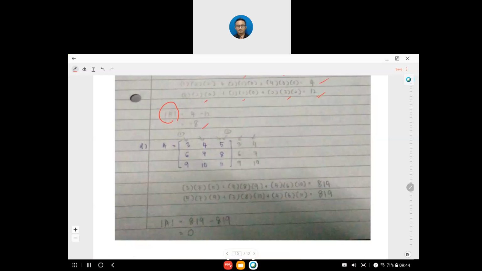And then D, also the same thing. Matrix A is 3, 4, 5, 6, 7, 8, 9, 10, 11. And then you add another two columns, you can get 3, 4, 6, 7, 9, 10. Also the same thing. 3 times 7 times 11. 4 times 8 times 9. 8 times 6 times 10.